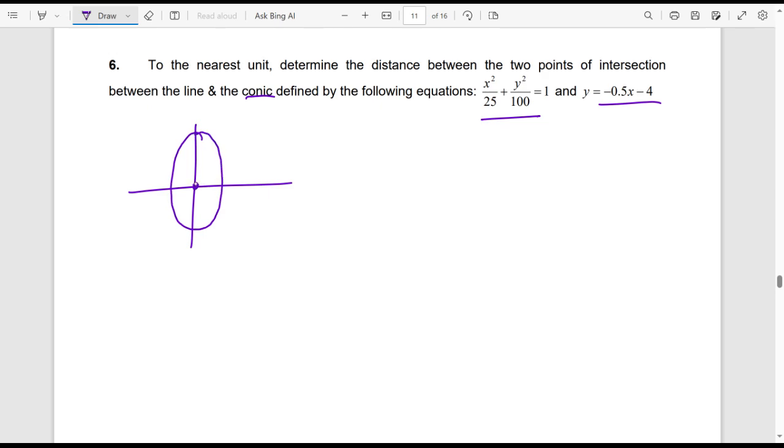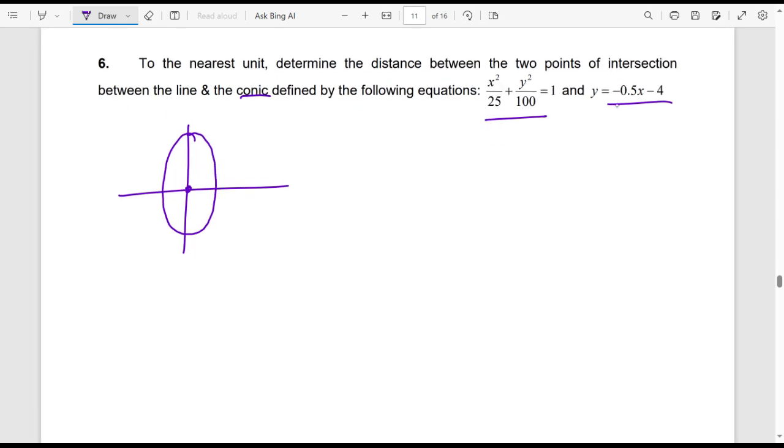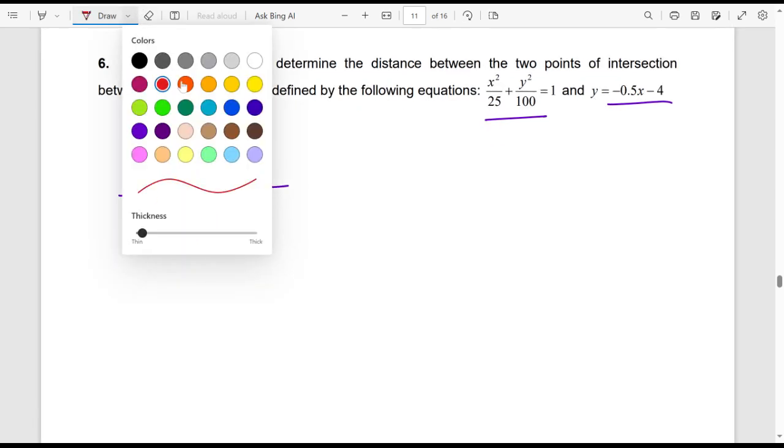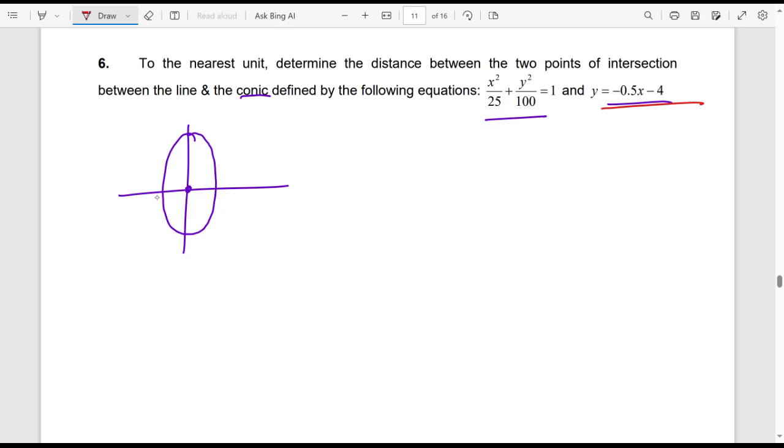I know it's centered around the origin because it's just x squared and y squared. That does make this quite a bit easier. I then also know that I have that line, so this straight line here would look something like that right there. Our objective is to find out roughly what the points of intersection are.